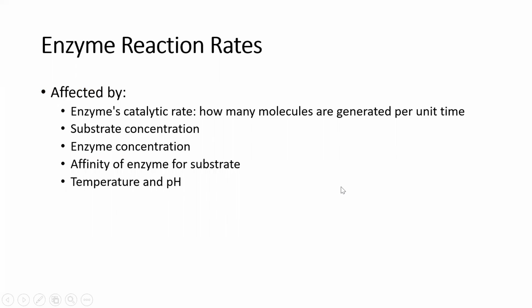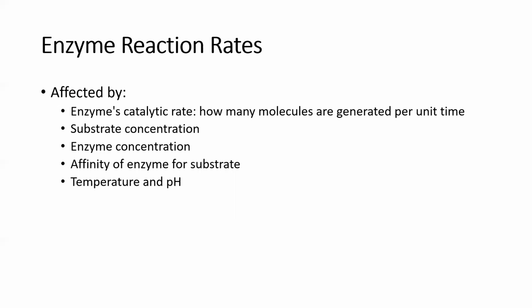Okay. Let's talk about some of the things that affect the reaction rate. Now, the reaction rate can be affected by a couple of different factors, but it's essentially how many molecules are generated per unit time. So how fast can I go from substrate to product? That's going to be the catalytic rate of an enzyme. If it can produce 10 units of a product in a minute, that's going to be one set rate, but a faster catalytic rate would be if it can produce 100 units of a product or 100 molecules of a product per unit time.